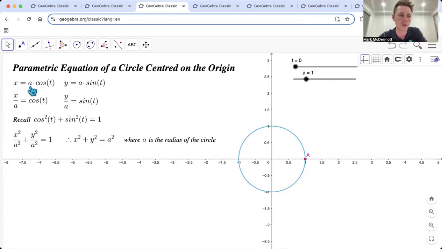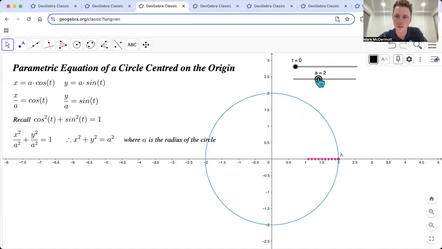Shouldn't say the word parameter. We're going to put another variable, something that can change. So a, and similarly, we're going to put that in front of sine as well. So this is going to allow us to change the radius of the circle. You can see here we've got our unit circle again, but if I change a, that now makes the circle larger, so it has a larger radius, right?